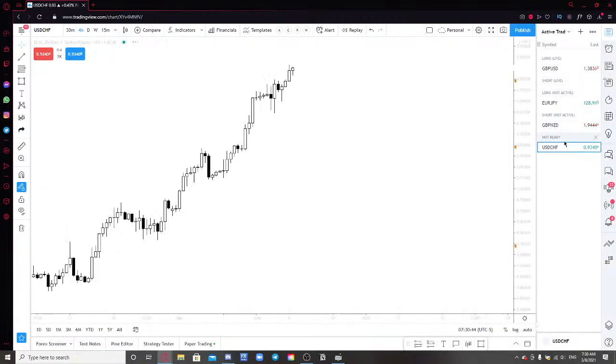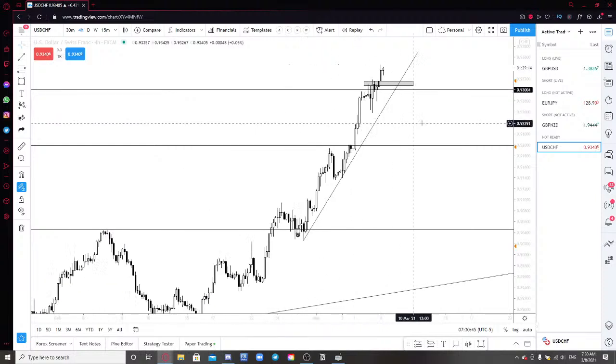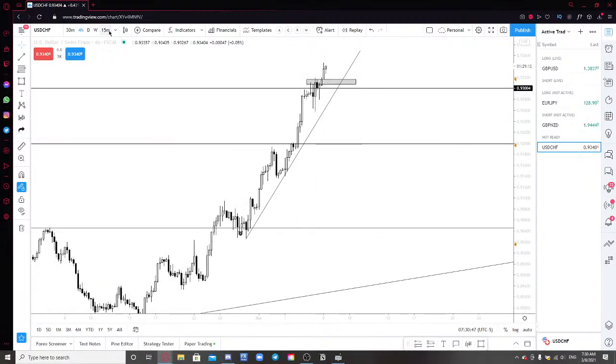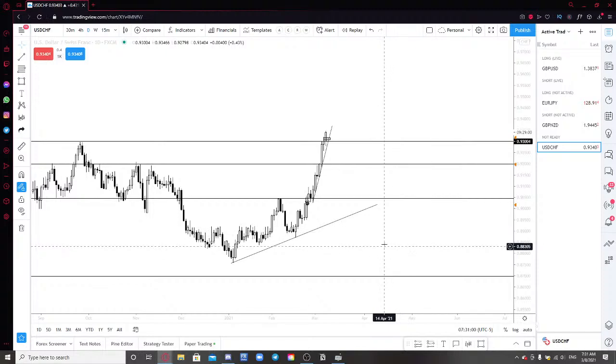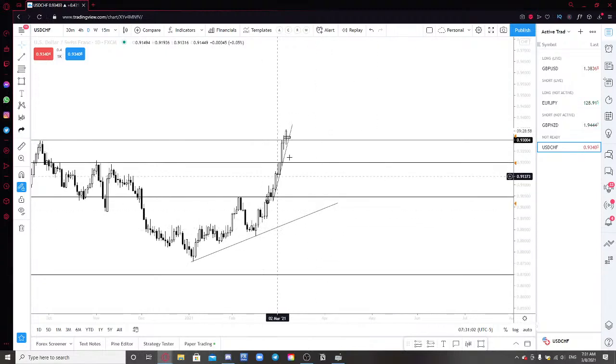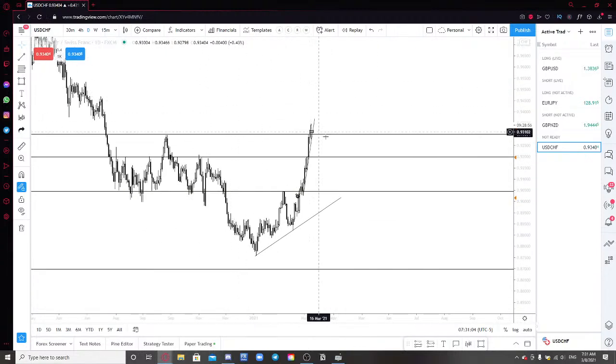Okay, finally, dollar Swiss. Now, dollar Swiss, it's just doing its thing right now. It's just going straight up. So, with it going straight up, I actually need to see price come down a little bit before it just continues going up and up and up. I need to see some type of rejection, and right now that's not happening at all.